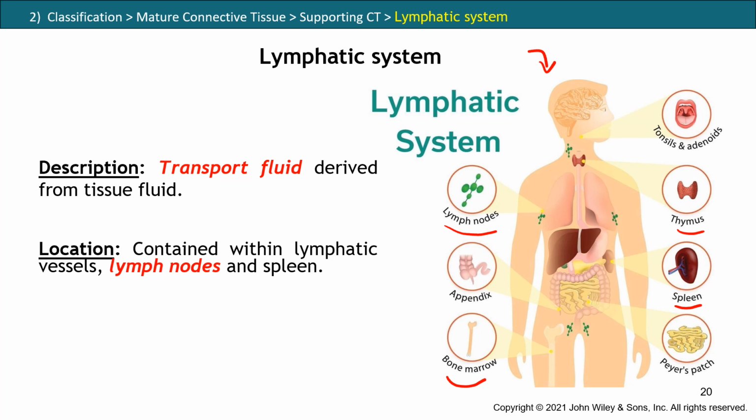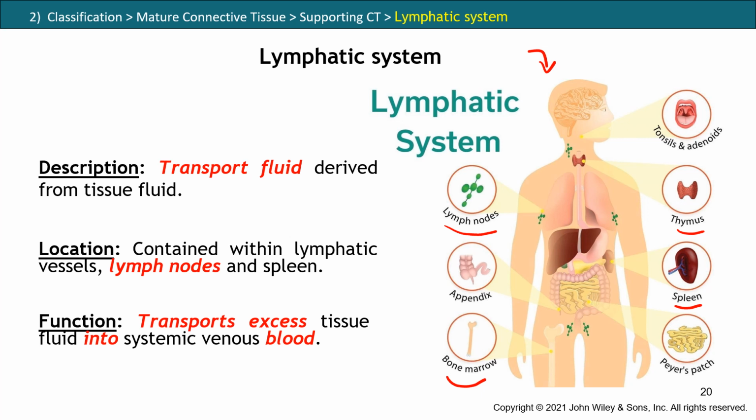The location of the lymphatic system, as I said, there are so many places. So you have organs like the spleen, but also you have lymph nodes and you have lymphatic vessels, as we saw last time in the previous slide. And the function, as I said, you're going to transport excess fluids from the blood. You're going to check that there is nothing wrong, and you're going to put it back into the systemic venous blood. Okay, so with that we finish our last connective tissue, and now I'm going to give you a quick summary of this, and we're done for today.